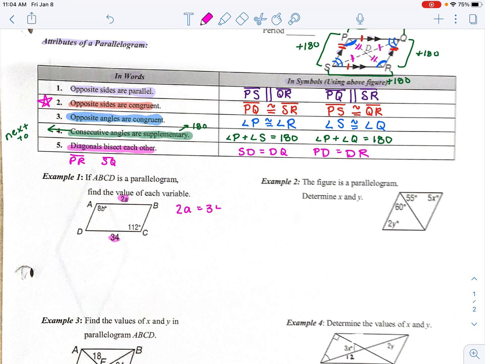Now, if you remember, opposite sides in a parallelogram are congruent. So I can say 2A equals 34, and I can solve for A. I would divide both sides by 2, and I'd get A equals 17. All right, the next thing I have is an angle, and it says 8B, and the only other angle I have is this 112. For me, those are opposite angles. Remember that opposite angles are congruent. So I can say 8B equals 112. Divide both sides by 8, and I get B is 14.